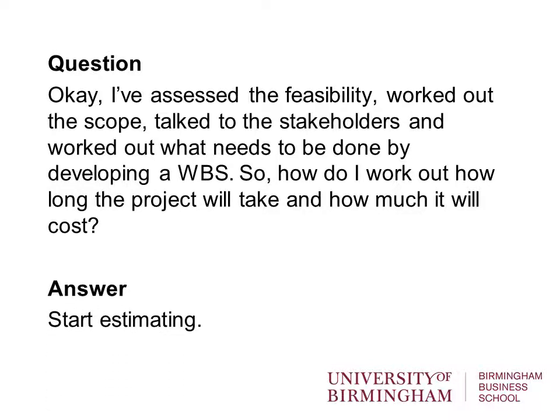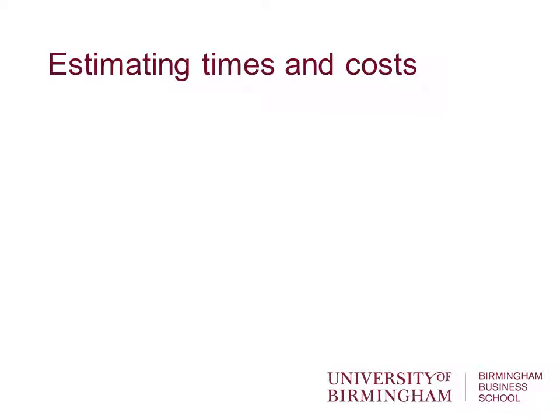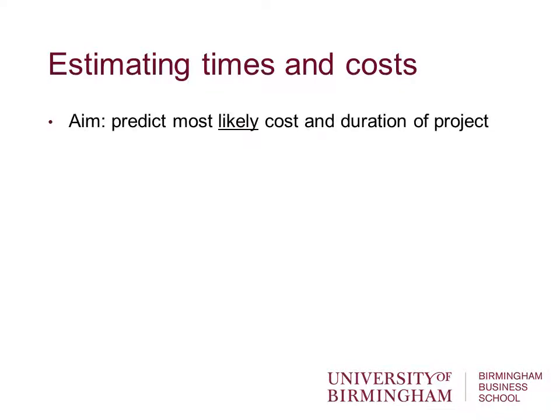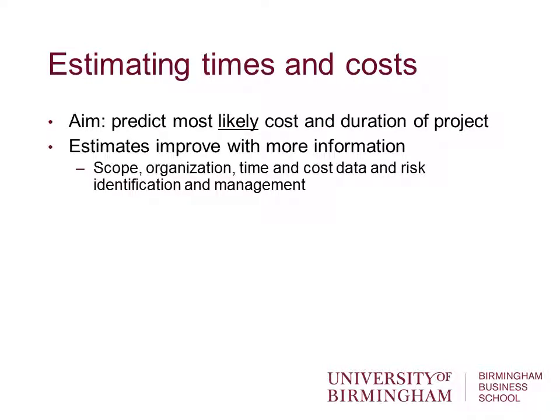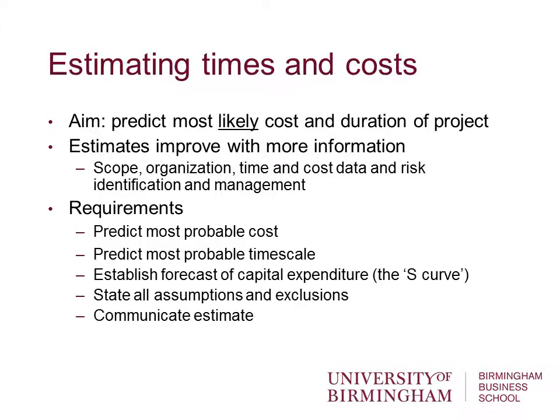The answer is start estimating. So what we can do is start to estimate times and costs. Now this is important as the next step in project planning, because what we need to do is work out how long each activity is going to be and what the resource required for each activity might be in order to start putting that into some sort of planning logic. So the aim is to predict the most likely cost and duration of the project by putting together all the detailed aspects. Estimates improve with more information: scope, organisation, time and cost data, risk identification and management.